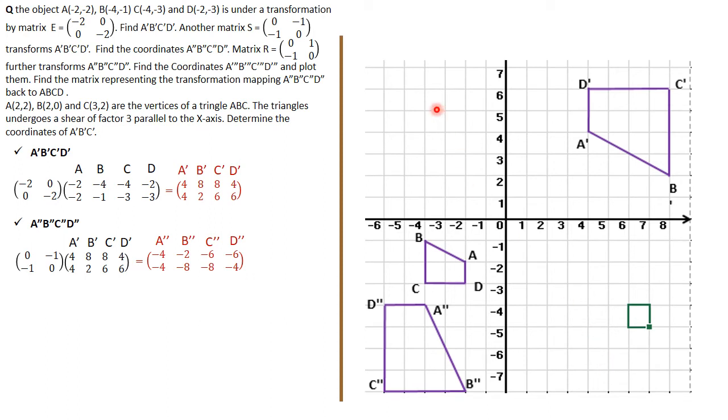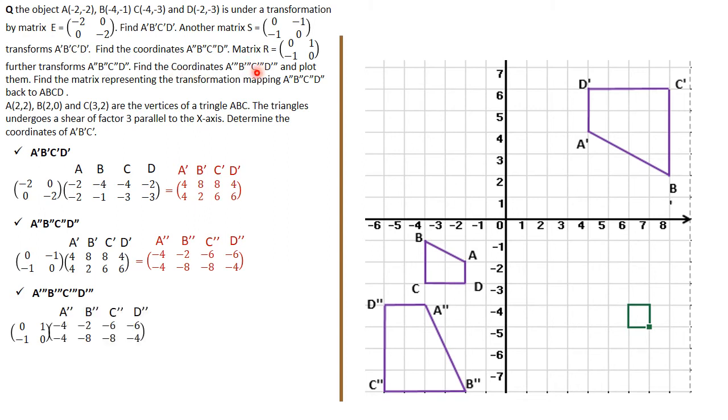Y equals minus x is this line that cuts across that way, so that A would come over here, B would come over here, and D would come over here, and C, and all that. And therefore, that's that. We go to the third part, which is obtaining the third image. Again, to obtain that image, we were told the matrix R further transforms the second image. Find the coordinates of the third image, this one here.